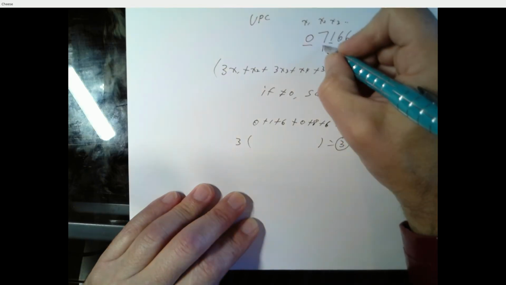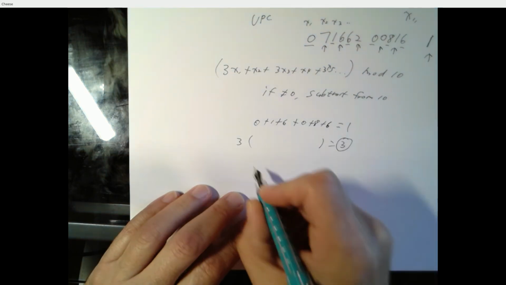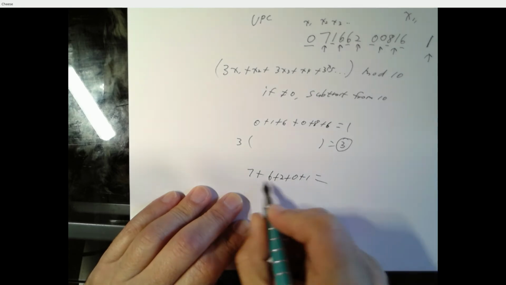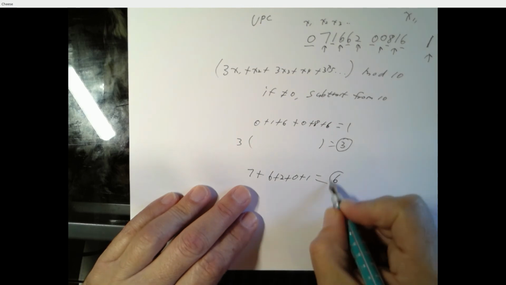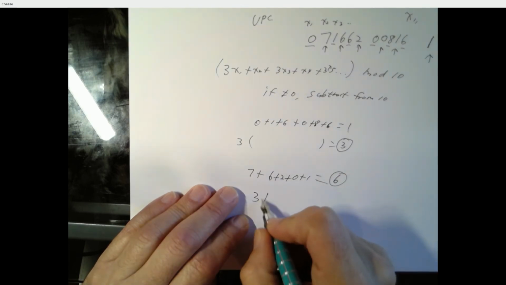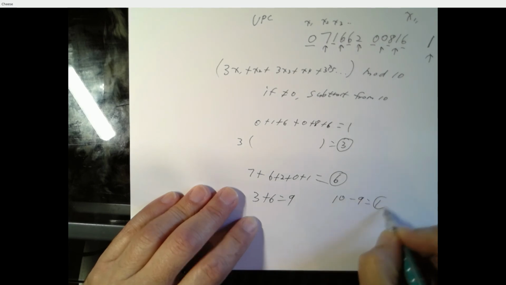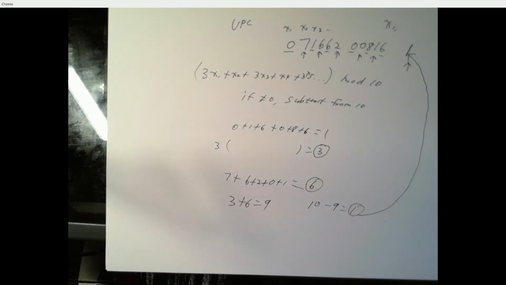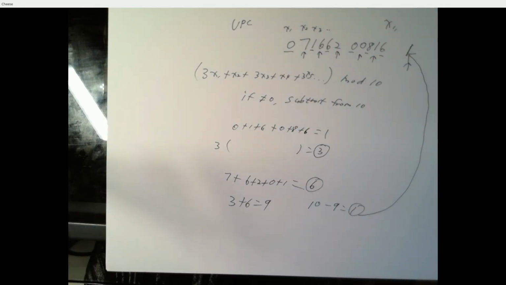And now I'm going to add up the even positioned digits. So I've drawn arrows there. So 7 plus 6 plus 2 plus 0 plus 1. 7 and 6 is 13. That's 3, 5, 6. That's equal to 6. And I'm going to add these two together. 3 plus 6 equals 9. That's not equal to 0. 10 minus 9 equals 1. That should be our check digit. And in fact, it is. So we know now that this code is, in fact, probably correct.